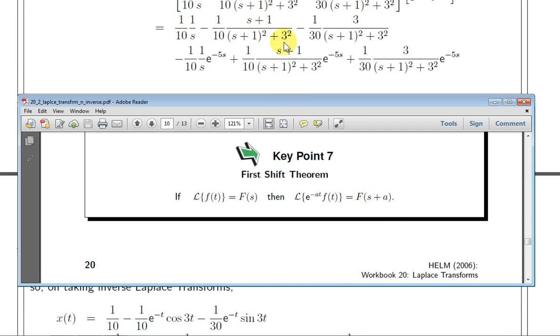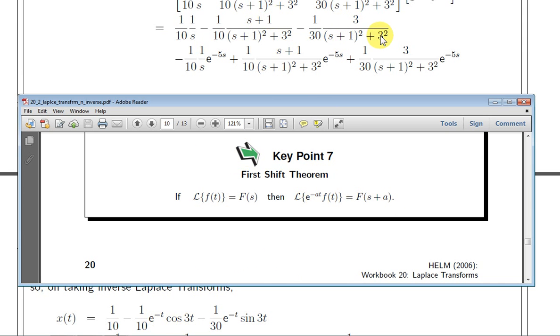It represents the shift here rather than the constant in the denominator. So we see that the inverse transform of it is e to the minus at times the inverse transform of big F of s. Well, we know that that's just cos 3t. Big F of s is just s over s squared plus 3 squared, and its inverse transform is cos 3t. And we have to multiply that by e to the minus at, where a is the shift. So the shift is plus 1, so we have e to the minus 1t here. Now let's look at the next term.